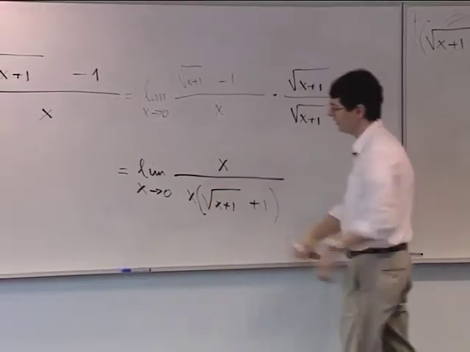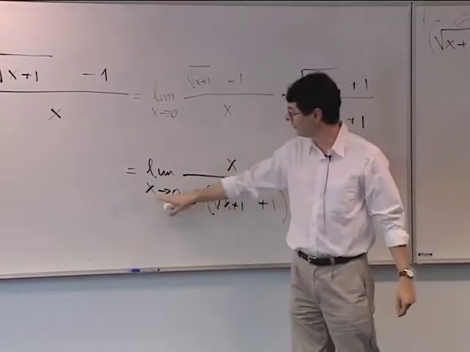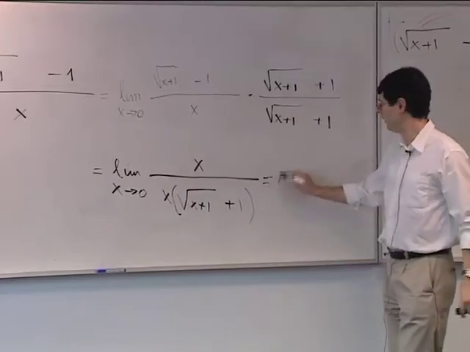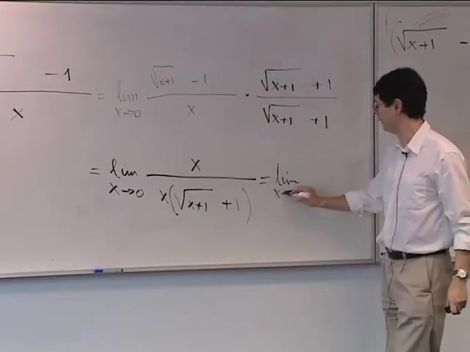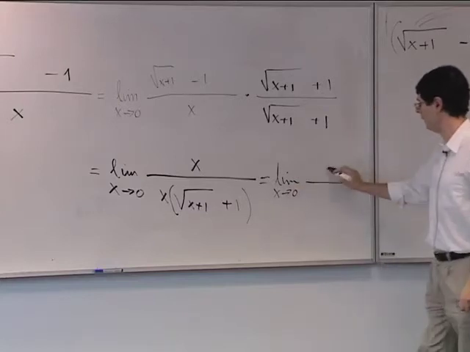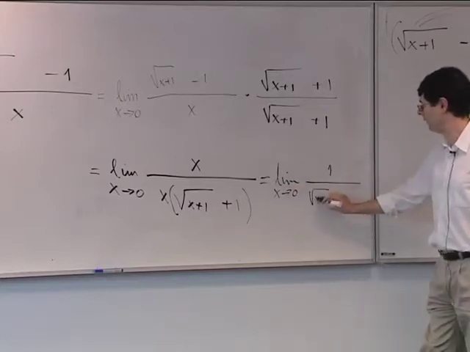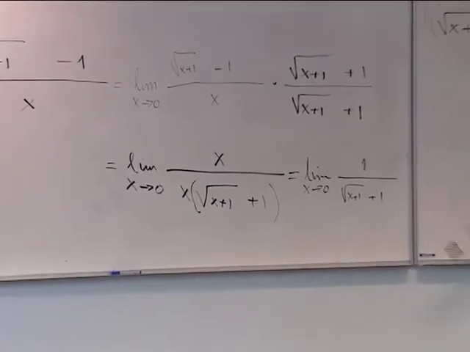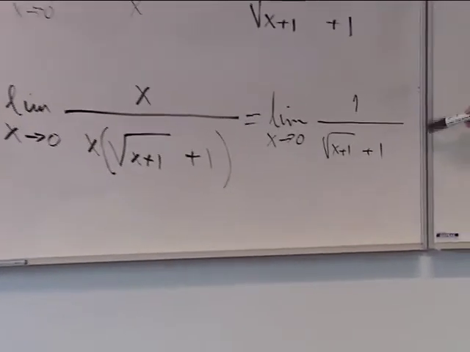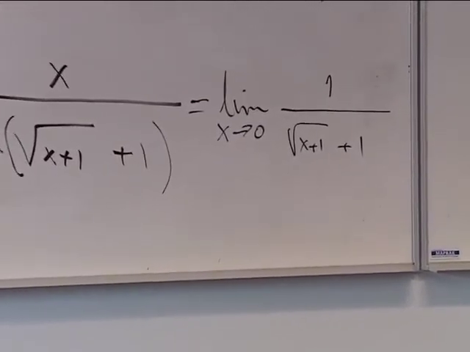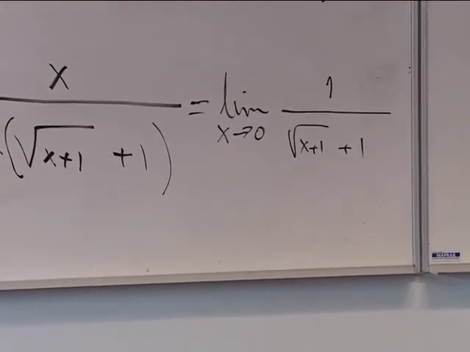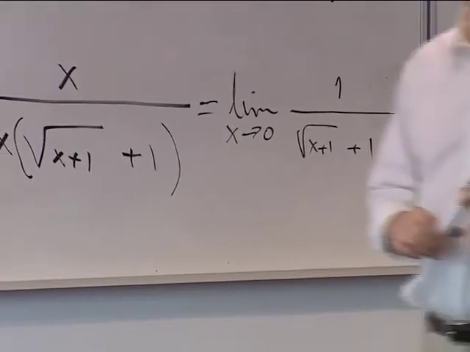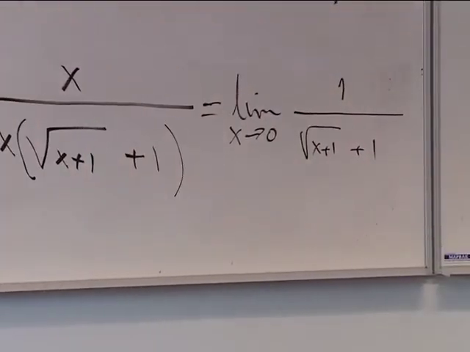Now cancel the x's. Can you cancel the x's? Yes, because x is not 0. It's a limit, right? So you can cancel. Now let's take a look. Can you plug in x equals 0 in that expression? Yes, because you're not dividing by 0. You're not doing any of the forbidden things of mathematics.